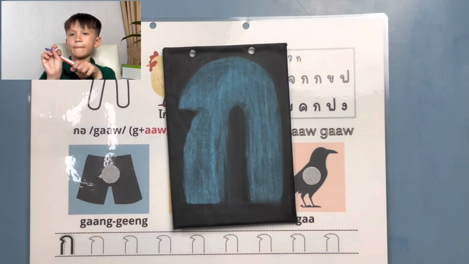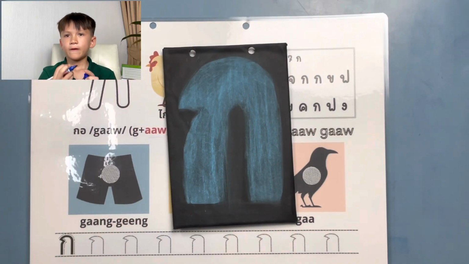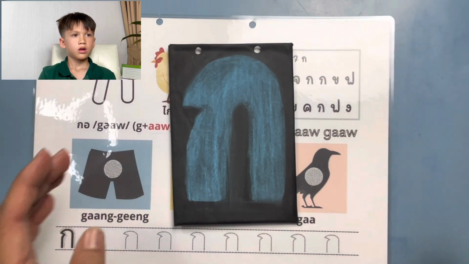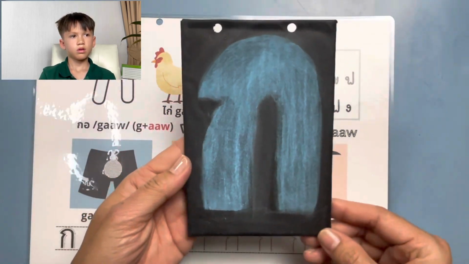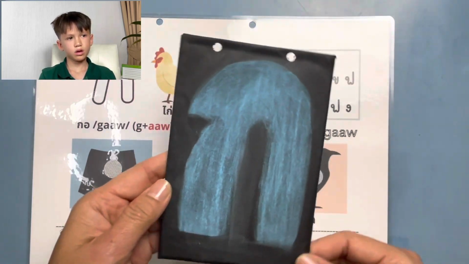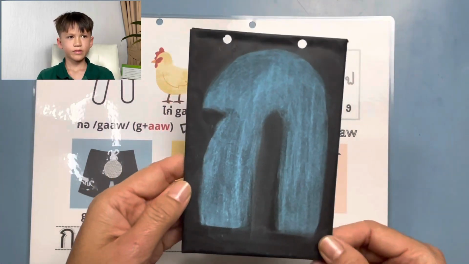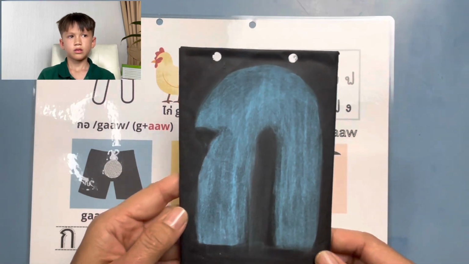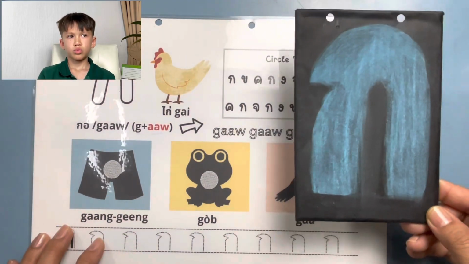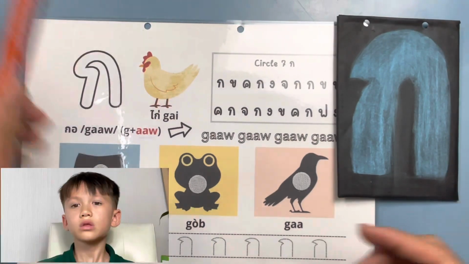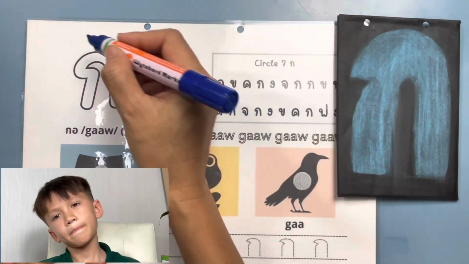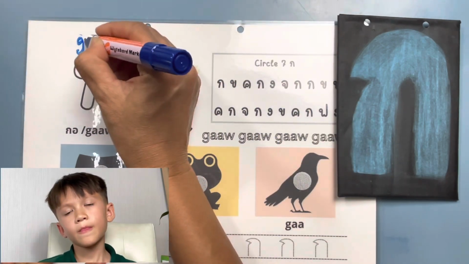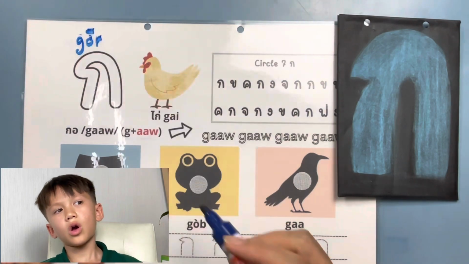So today we are going to introduce you a new letter. And the new letter today is gonna be... Da-da-da. Can you guess what it is? What is this letter? It's gò gài, correct. Gò gài. This is gò gài. Gò. The sound of the letter is gò.